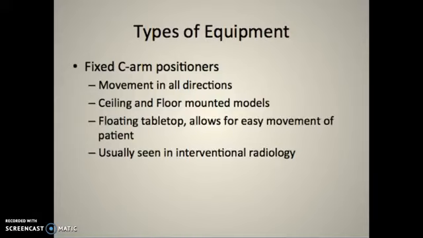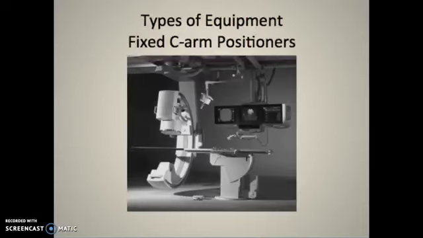So there are fixed C-arm positioners. They move in all directions. They're floor or ceiling mounted. They have floating tabletops for easy movement of the patient. We can also move the C-arm so that it's easier for the doctor without moving the patient all the time.